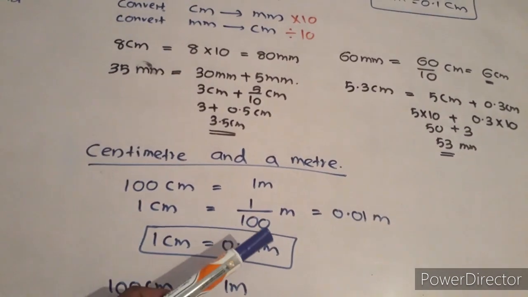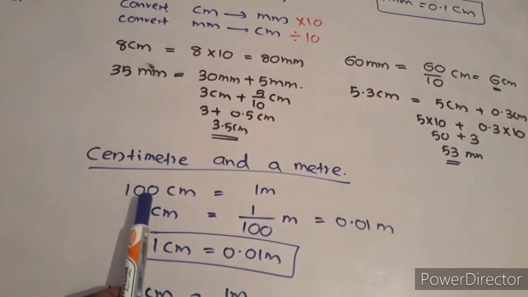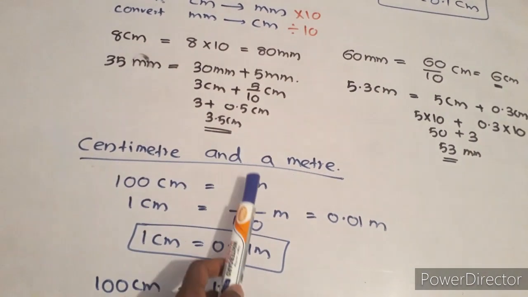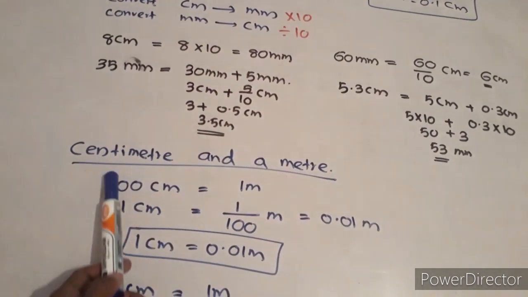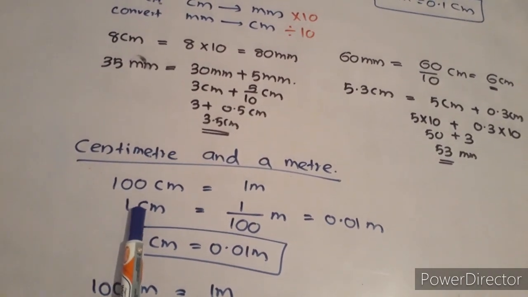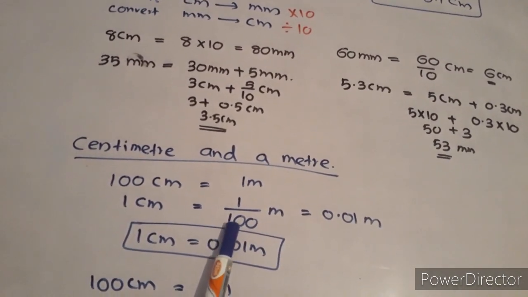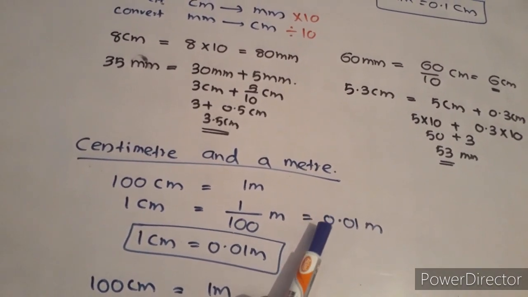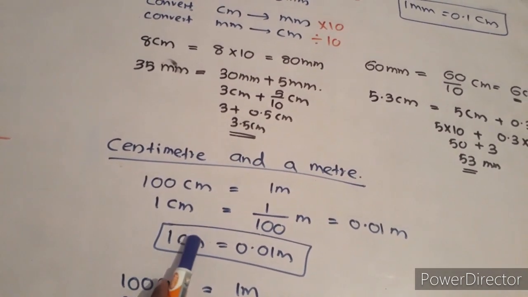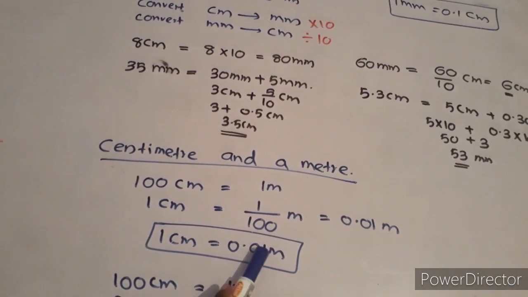Centimeter and meter. We know now 100 centimeters is equal to 1 meter. In 1 meter, how many centimeters are there? 100 centimeters. So to convert centimeters into meters, we have to divide it by 100. So it becomes 0.01 meter. So 1 centimeter is equal to 0.01 meter.